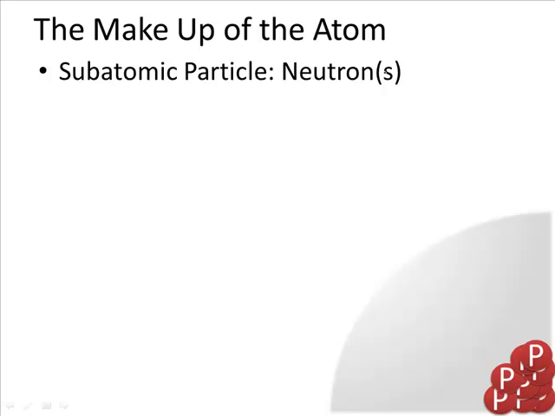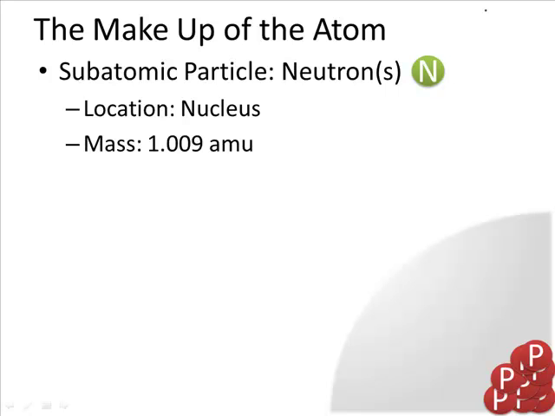Let's look at another subatomic particle called the neutron. I'm going to represent a neutron on our little diagram as an N in a green circle. The neutron is similar to the proton in 2 ways. First of all, like protons, neutrons are found in the nucleus of an atom. Also like protons, their mass is roughly 1 AMU. You might remember that protons had a mass of 1.007 AMU, while neutrons have a mass of 1.009 AMU. So to summarize, both protons and neutrons are found in the nucleus of an atom and have a mass of approximately 1 AMU. This is where the similarities end.